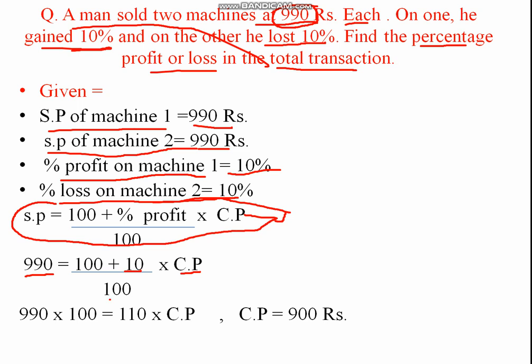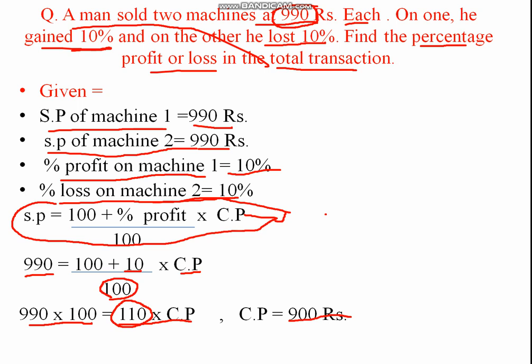Simplify this. This 100 is divided on the right hand side, so to the left it will multiply. So we get the expression 990 into 100 equal to 110 into CP. Simplify this. This 110 is multiplied on the right hand side, so to the left it will divide. After dividing and simplifying, we get CP equal to 900 rupees. So for machine 1 we get a 10% profit.